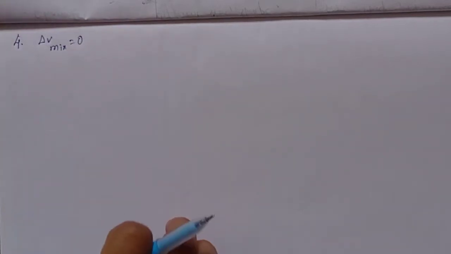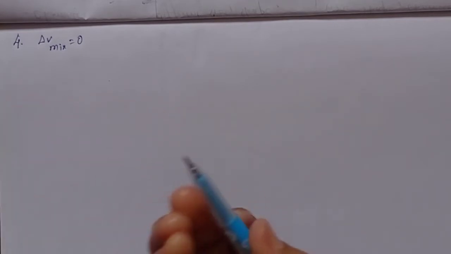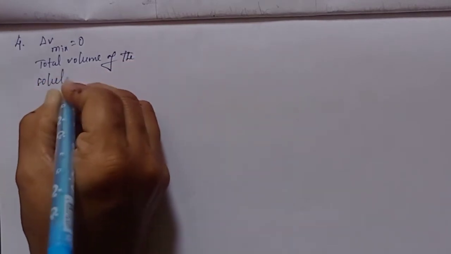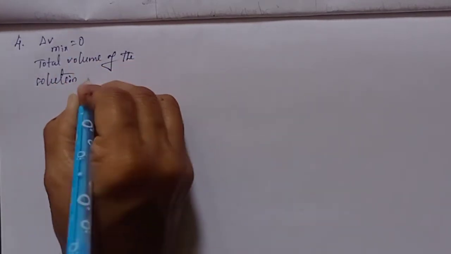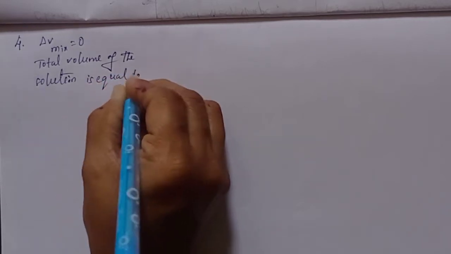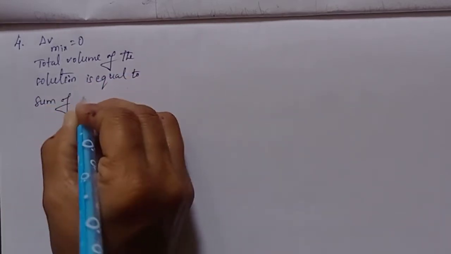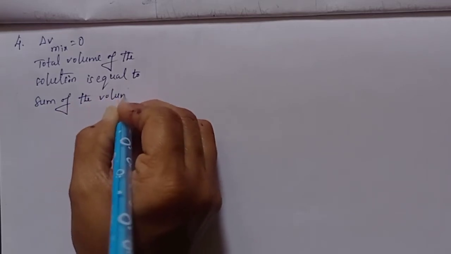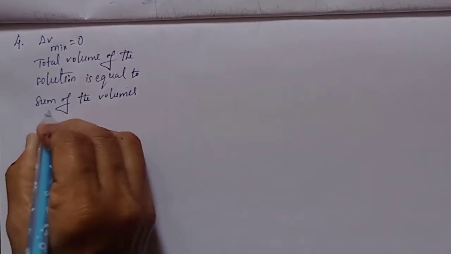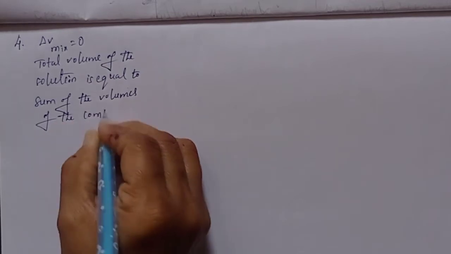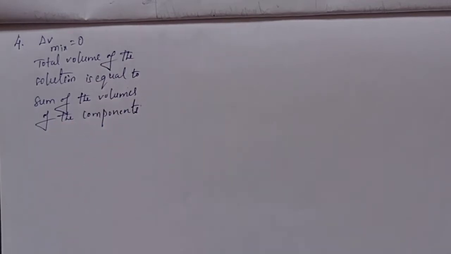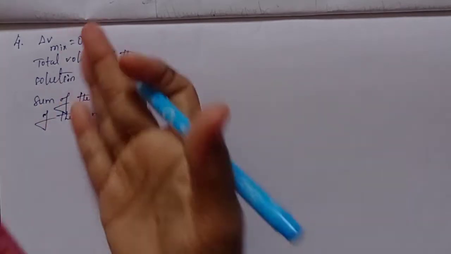Okay, now in the case of ideal solution, that means total volume of the solution is equal to the sum of the volumes of the components, students. Total volume of the solution is equal to the sum of the volumes of the components. This is the ideal solution.